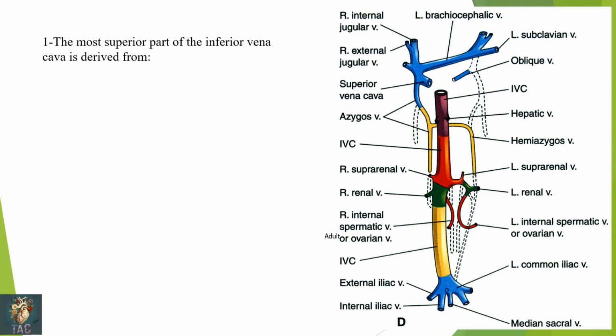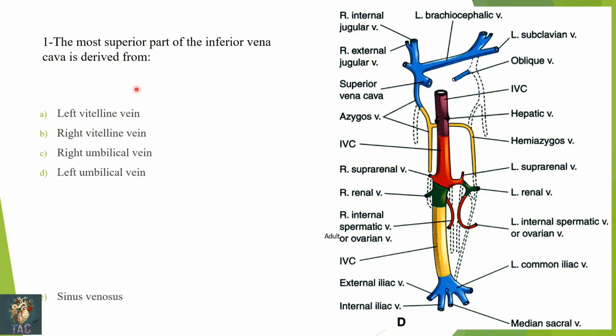Next is: the most superior part of the inferior vena cava is derived from the left vitelline, the right vitelline, the right umbilical, left umbilical, or sinus venosus. So this is the most superior part of the inferior vena cava and it is derived from the right vitelline vein.